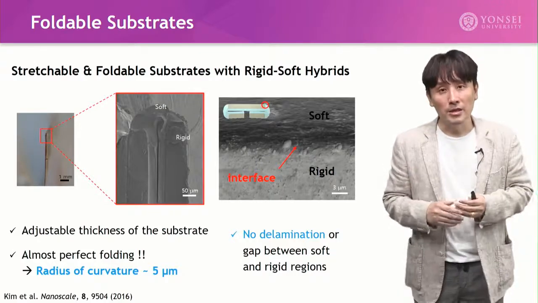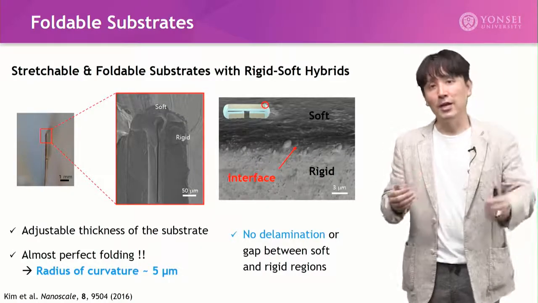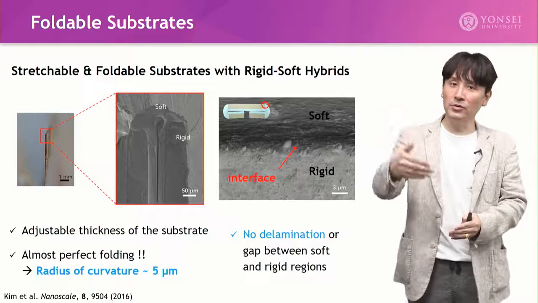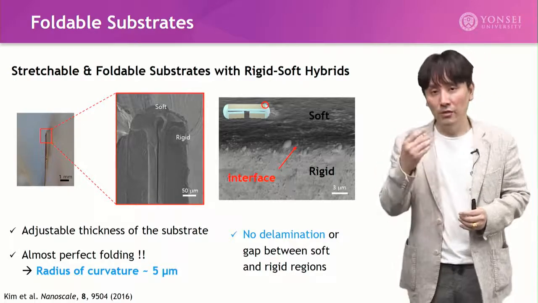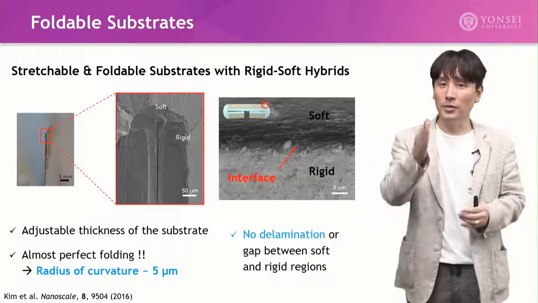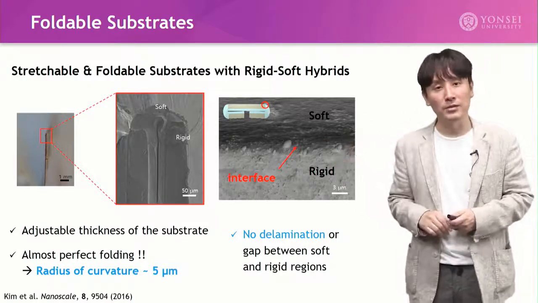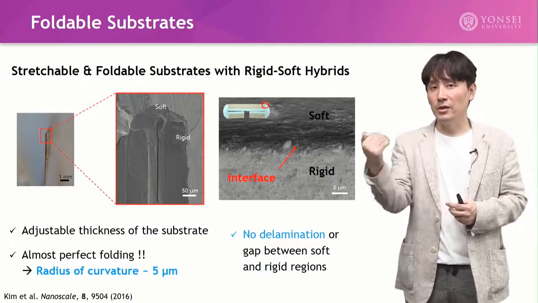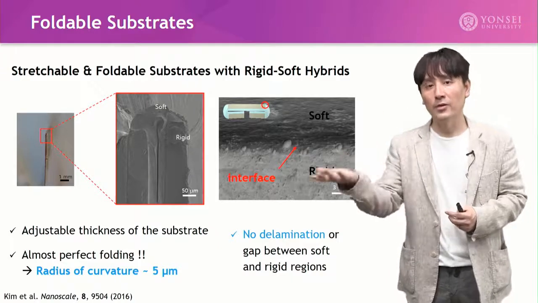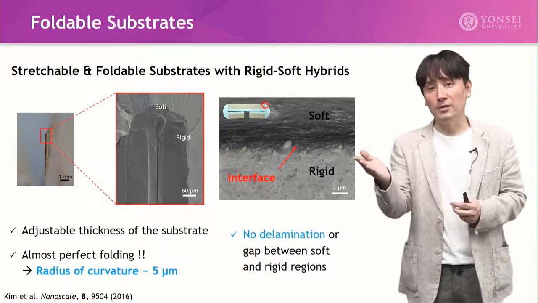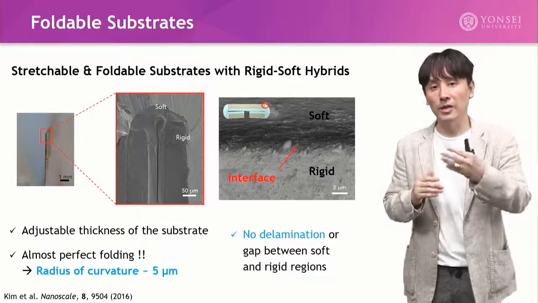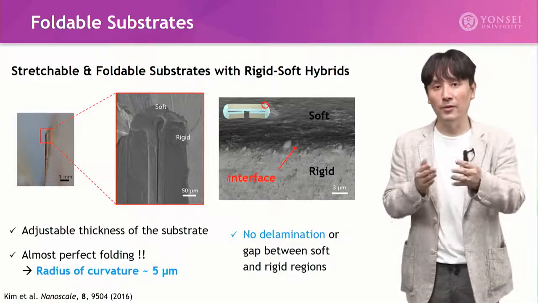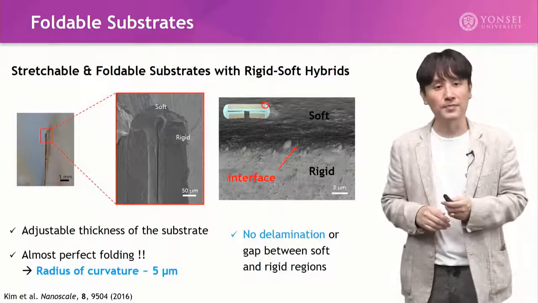The important thing here is the interface between the soft region and the rigid region of the substrate. When the substrate is folded, the interface should not separate. So we need really good binding between the soft part and the rigid part of the hybrid substrate. In this SEM image, you will see the interface between the soft part and the rigid part under folding conditions. That interface is very well contacted without separation because they make continuous conformal binding. That's very important for complete folding.